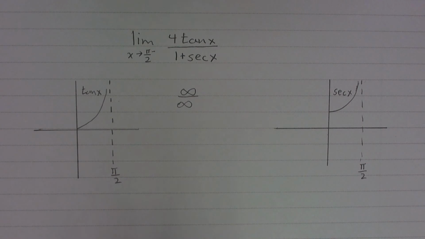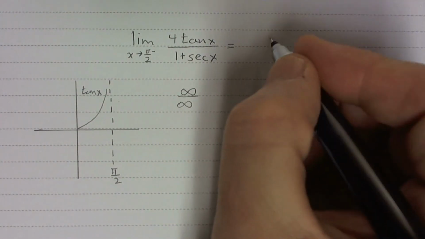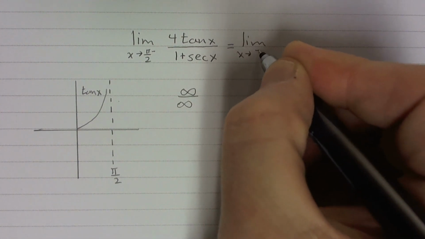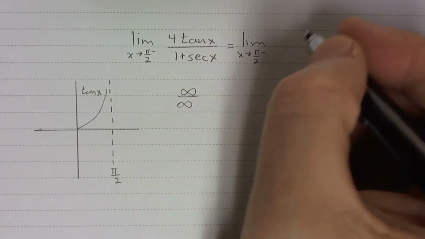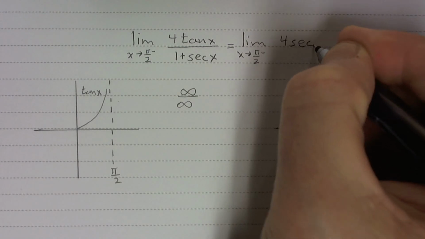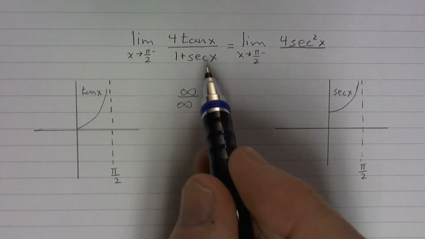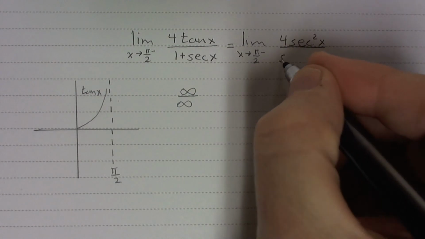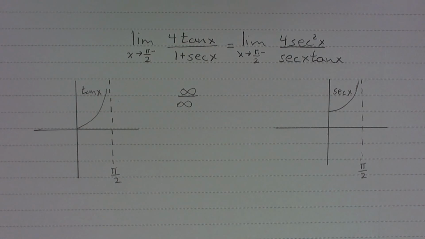Now, if we don't have an indeterminate case, we shouldn't use L'Hopital's rule. But this is the indeterminate case. So let's see what we've got here. We've got the limit as x goes to pi over 2 from the left. The top is going to be 4 secant squared x. That's the derivative of tangent. On the bottom, we've got 1, and the derivative of 1 is 0. The derivative of secant is secant x tan x. So there's what we have.